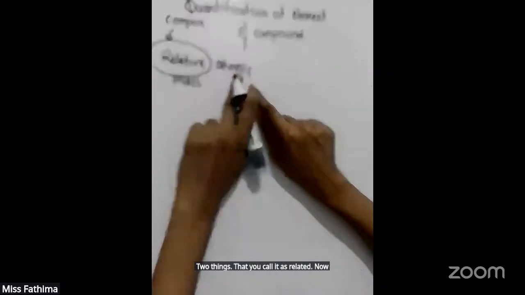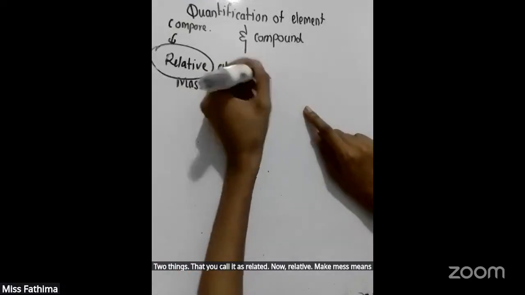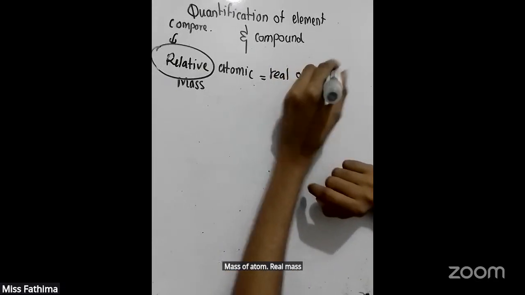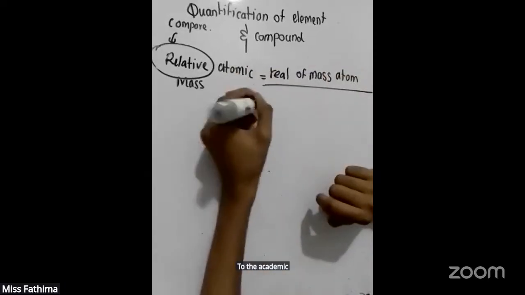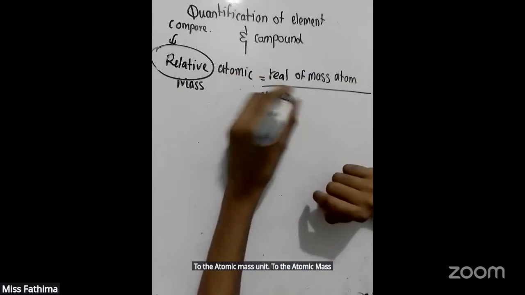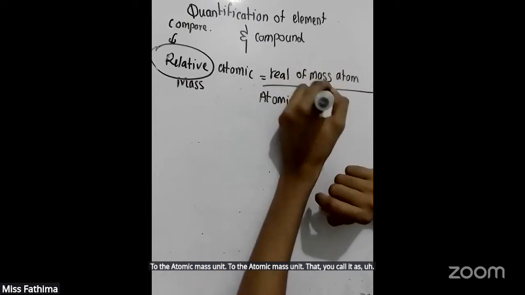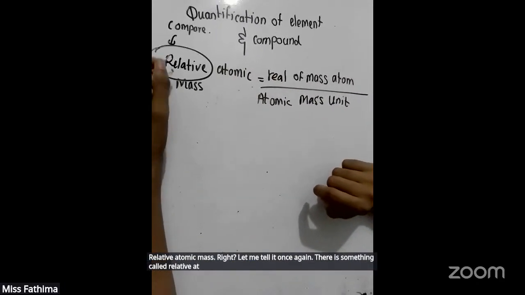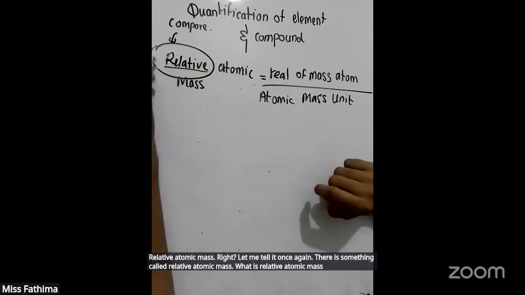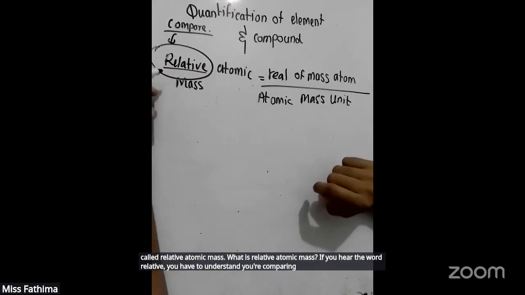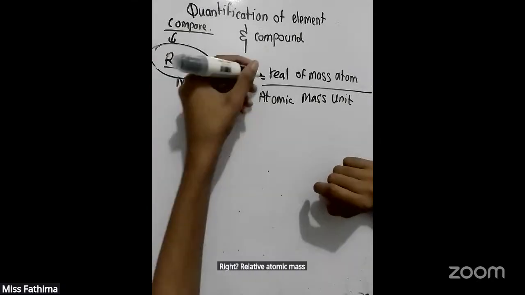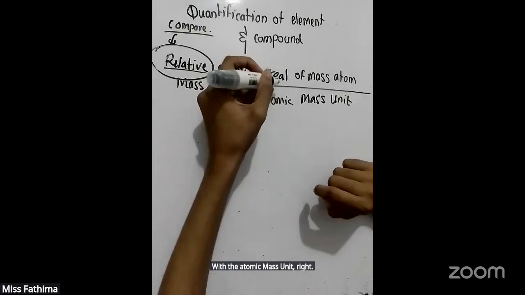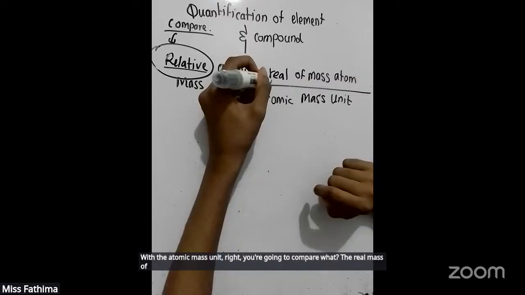Now, relative atomic mass means you are comparing the real mass of an atom to the atomic mass unit. That you call the relative atomic mass. Let me tell it once again. What is relative atomic mass? If you hear the word relative, you have to understand you're comparing something. Relative atomic mass means you're going to compare the real mass of the atom with the atomic mass unit.